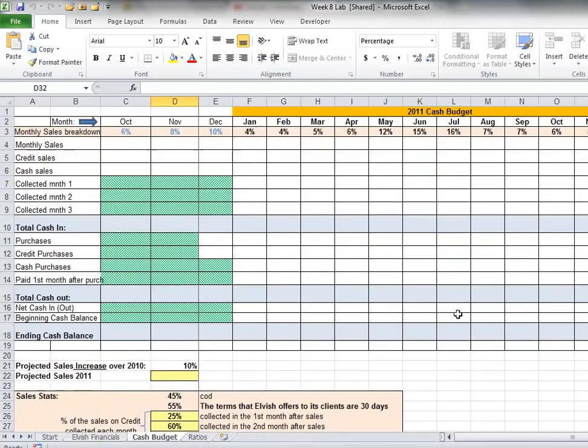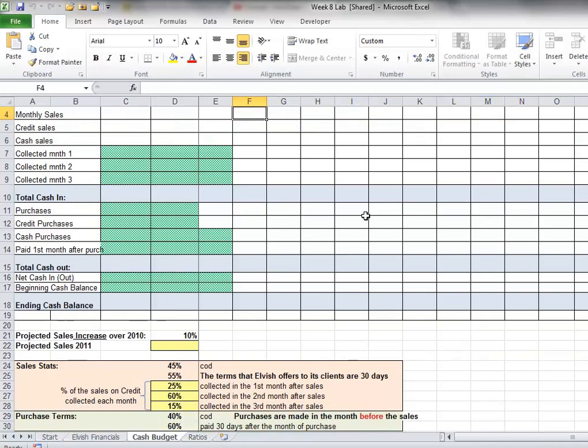Slide over to the cash budget. Okay, it's a little bigger than our last one. Just looking at some of the things going on here. This is from 2010, and this onward is from 2011, so be aware of that. Same idea, step by step, plug in the numbers, away we go.